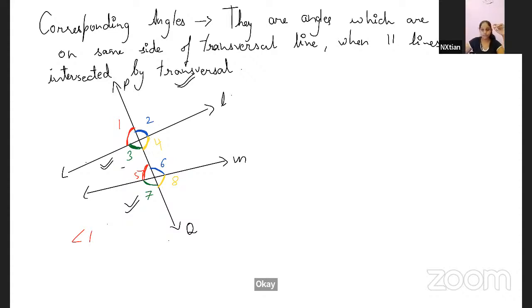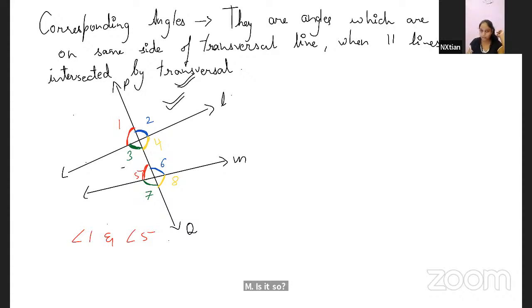Similarly, on the right side of the transversal, we have upper left and upper right. Upper right of L is 2 and upper right of M is 6. So 2 and 6 are corresponding. Then lower right of L is 4 and lower right of M is 8.